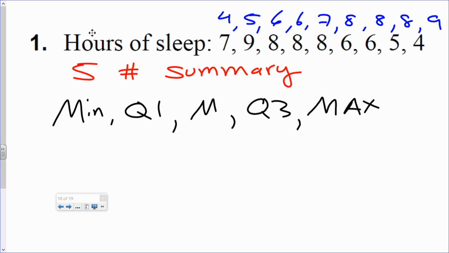Let's now do the five-number summary. Let's find the median first. The median is always the best thing to find first. 1, 2, 3, 4, 5, 6, 7, 8, 9. It's an odd number, so that means there's an exact middle number. It's going to be 7. So underneath M, I'm going to put 7.